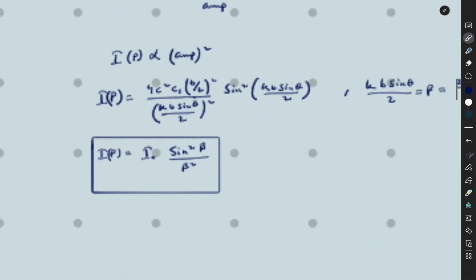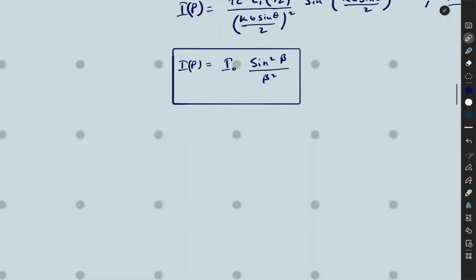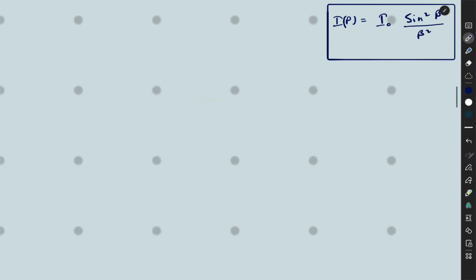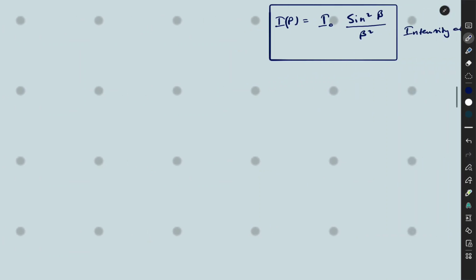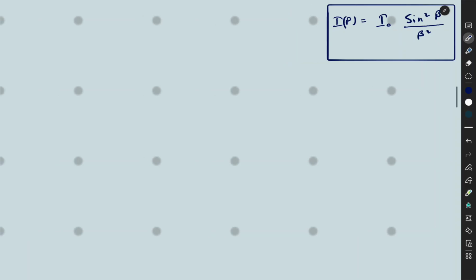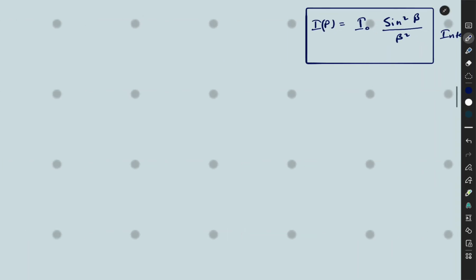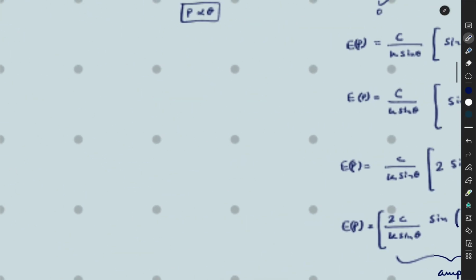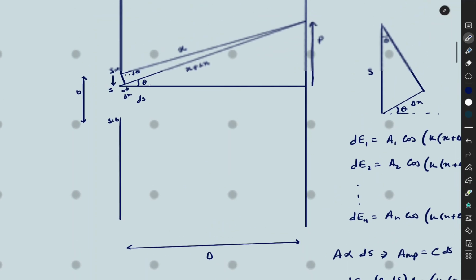So now what does this equation tell us? This is the intensity at P. This equation tells us about the maximum and minimum of our intensity. First we will see the central maximum. At central maximum, theta is 0, therefore we will get the central maximum over here.